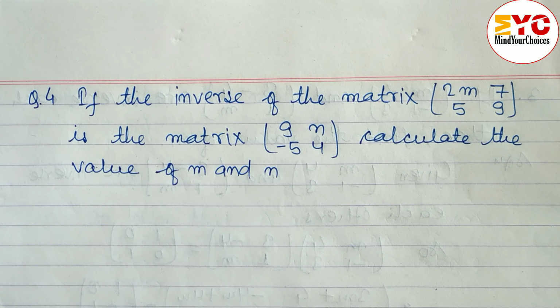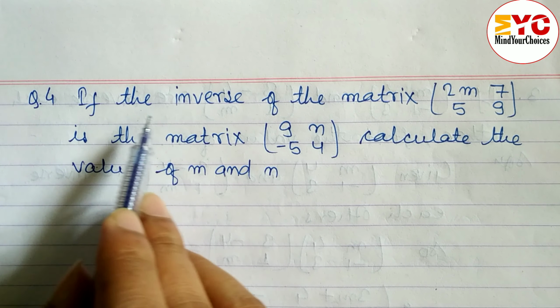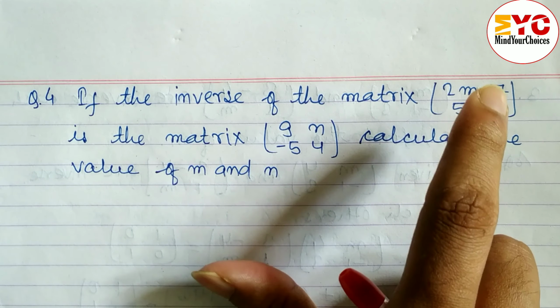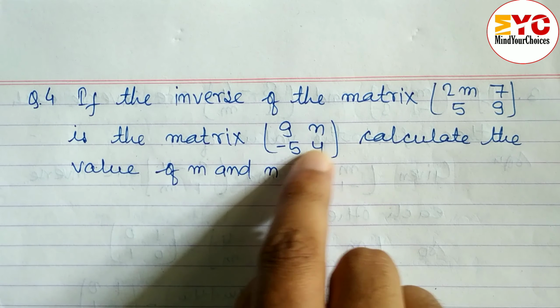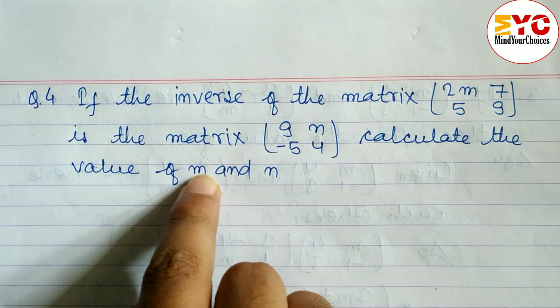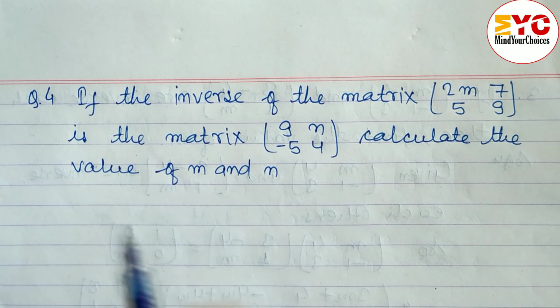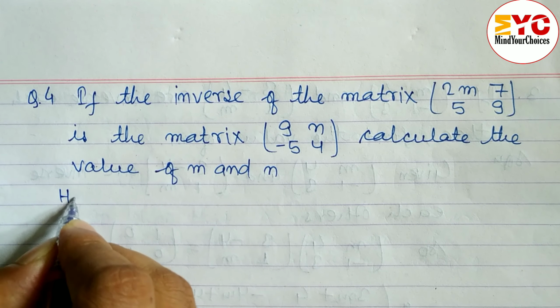Here we have a question. You can see here, if the inverse of this matrix is this matrix, calculate the value of m and n. M is here, n is here, we have to find the value of m and n. So here, what is given?